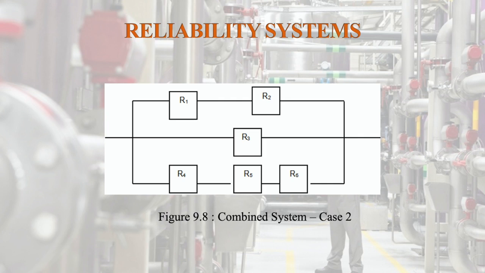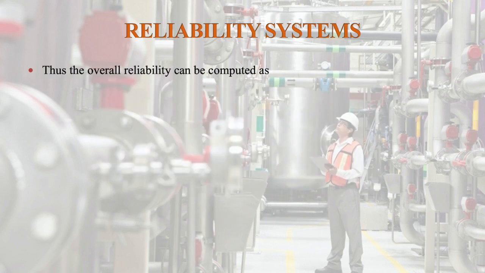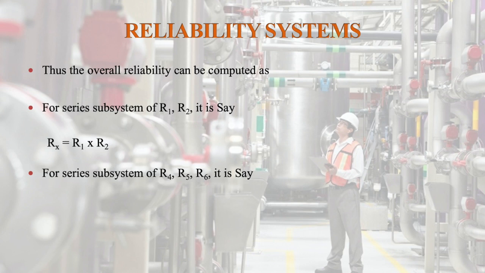So like that, one has to convert into one system, either parallel or series. Then we can find out the overall reliability. So the overall reliability can be computed as: for the series subsystem of R1, R2, say Rx is equal to R1 into R2. For the series subsystem of R4, R5 and R6, say Ry is equal to R4 into R5 into R6.